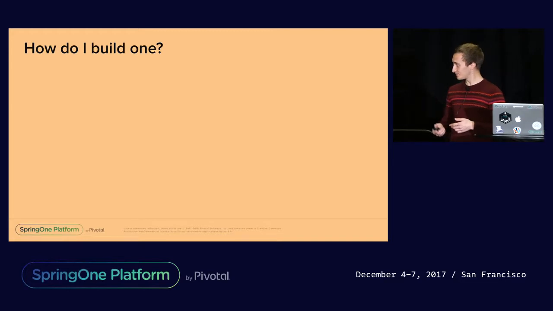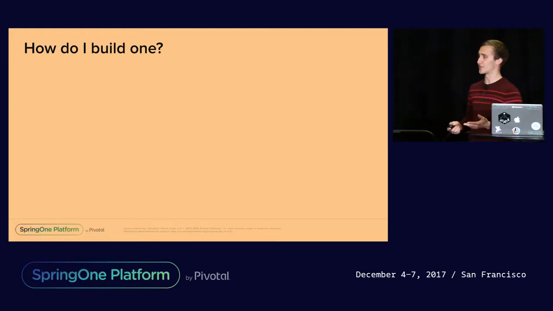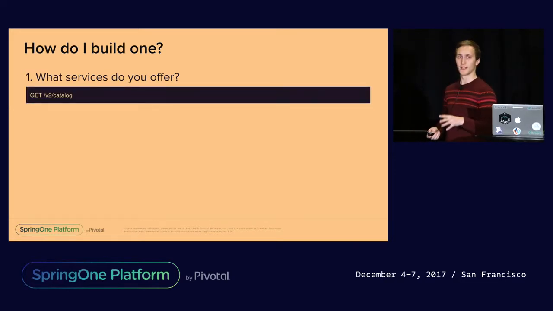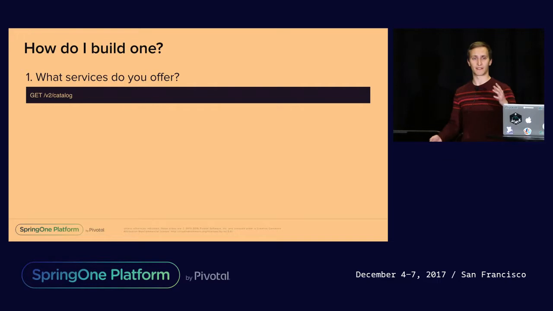Okay, so getting more technical, let's talk about how do I actually go and build one of these things tomorrow? The good news is there's only 3 endpoints you actually have to offer. The first one is, as a broker, you have to say, these are the services that I provide to you. And that's the catalog endpoint. The best way to think about this is a big static blob of all the data describing everything that your broker has to offer.